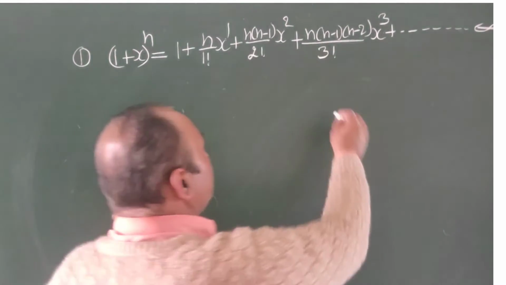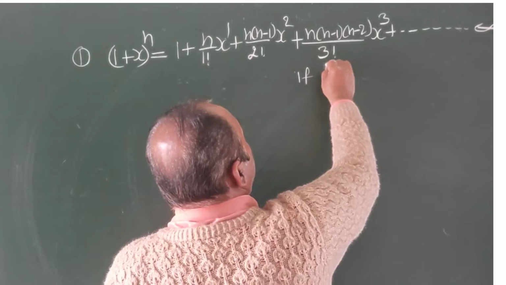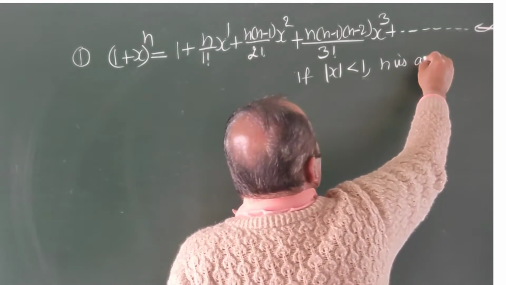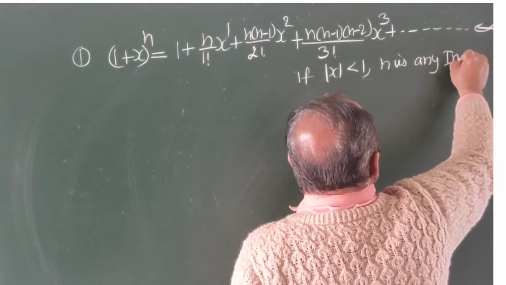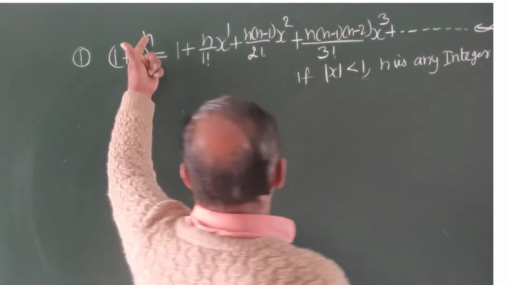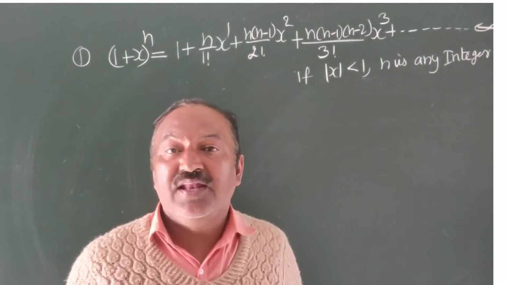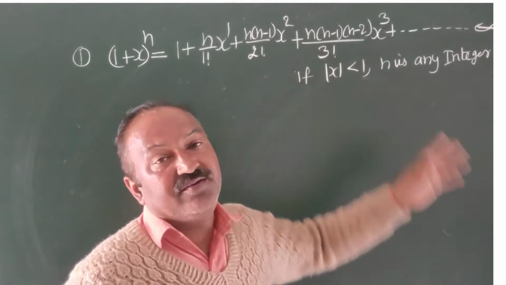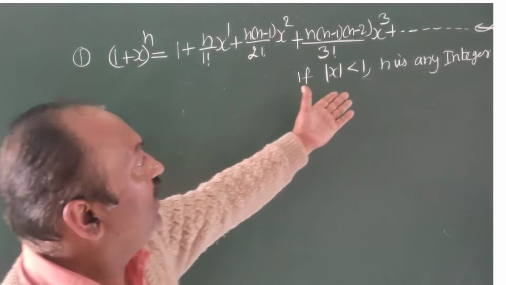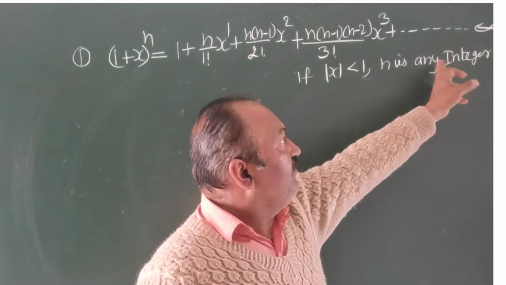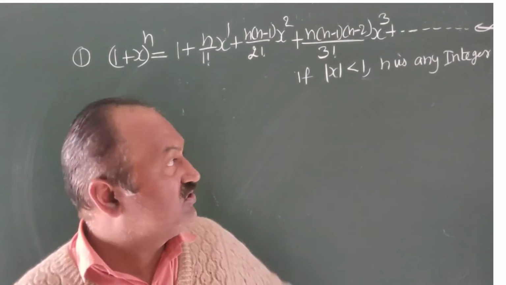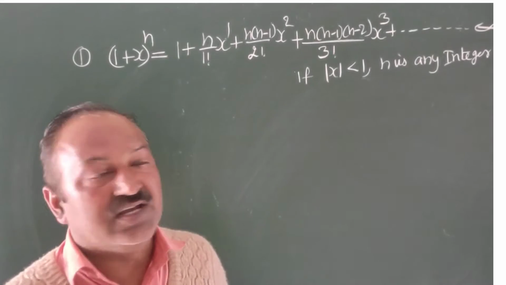And with this, there is a condition: if |x| is less than 1 and n is any integer. It may be positive, it may be negative. If n is positive, then the number of terms will be finite. If n is negative or fractions, the number of terms will be infinite. So this is the formula. n is negative or any number other than a positive integer. It cannot be positive; if positive, finite terms will come.